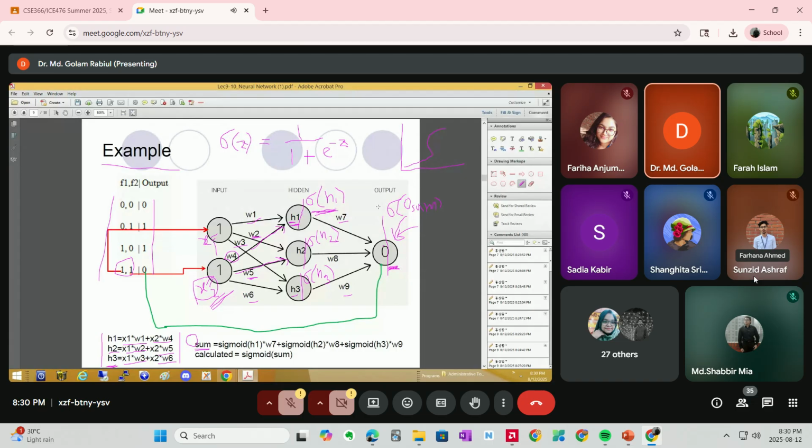To get the results, the predictive results. So here is the sigmoid of our sum. We will get the calculated or predicted value. This is also what we call the result. So this is the predicted results.